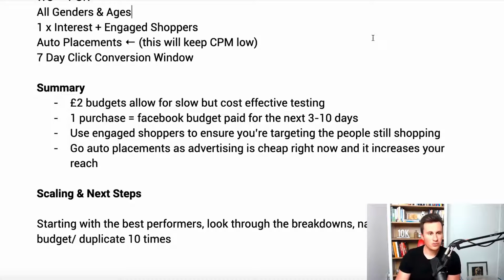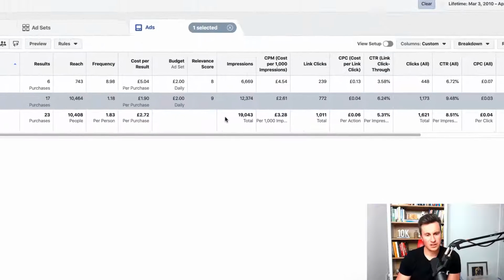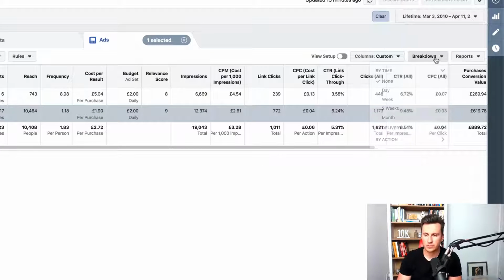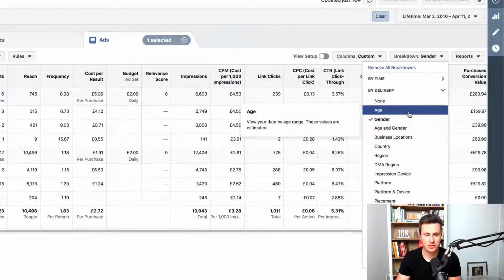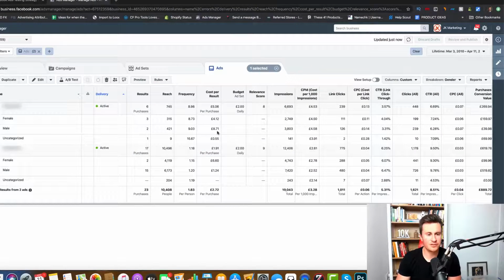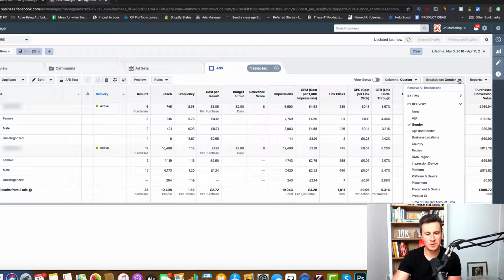So when I say look through the breakdowns, essentially what we do, if we come onto here and use these two as an example, if we select this breakdown tab here on the right, we can go by delivery, and if we go by gender, it's going to tell us where the purchases are coming from. So essentially across these 2 ad sets, it seems pretty similar actually. 3 for female, 2 for male, 1 for uncategorized. But then that's interesting. In fact, for the cold interest targeting, we've got 15 purchases for males, 2 for females. So essentially that would be where you would narrow and then start to scale on the males.